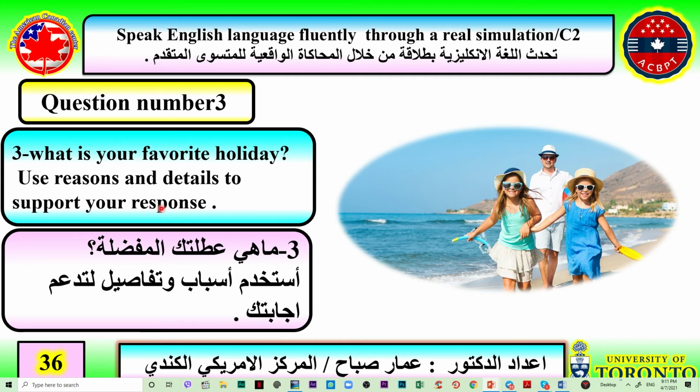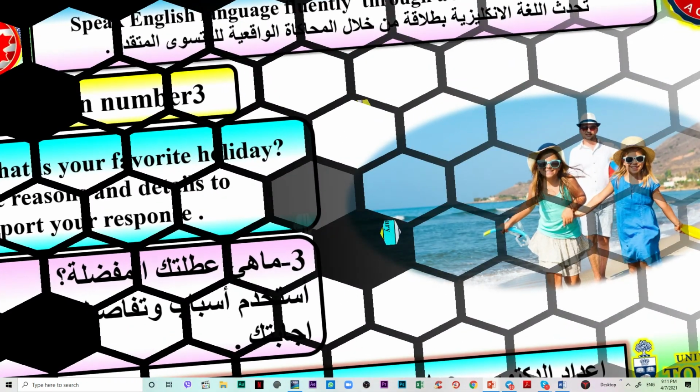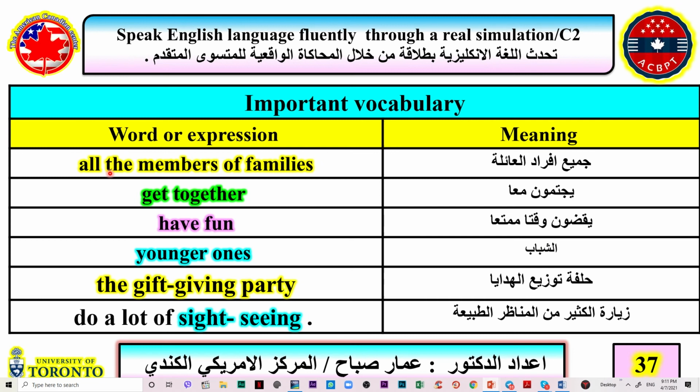Okay, so we are going to read the following vocabulary. We have important vocabulary: all the members, all families, get together, it means gather. Get together. Have fun. Younger ones. The gift-giving party.